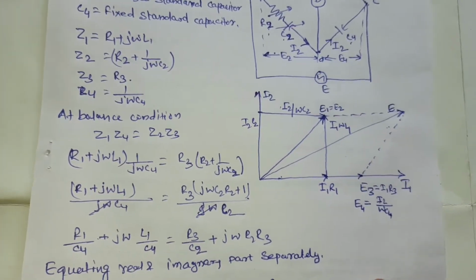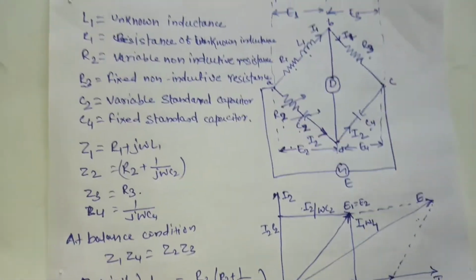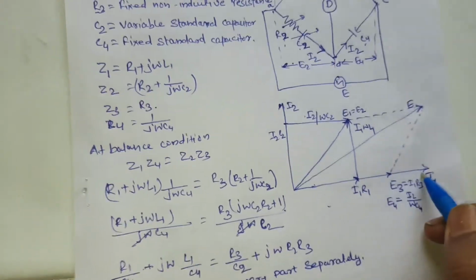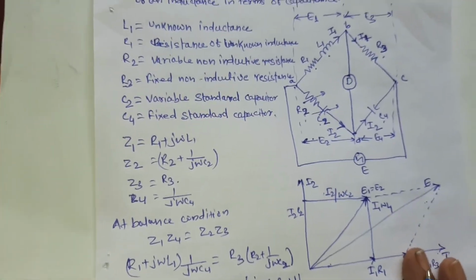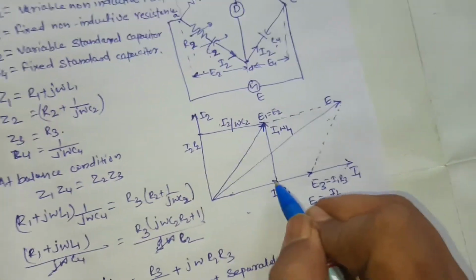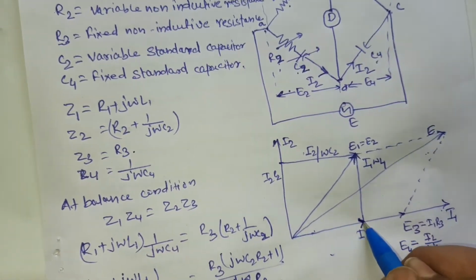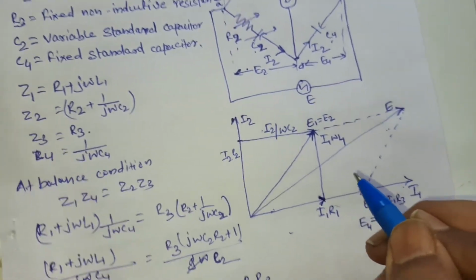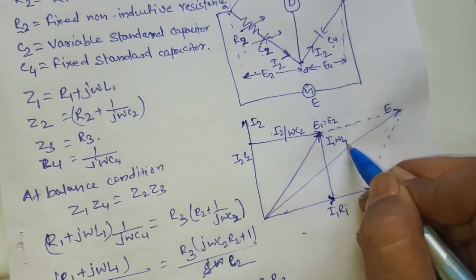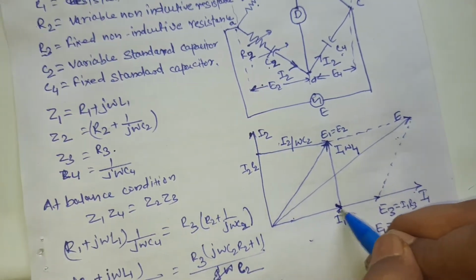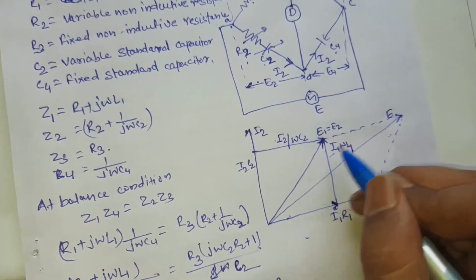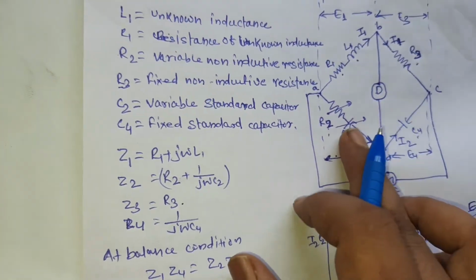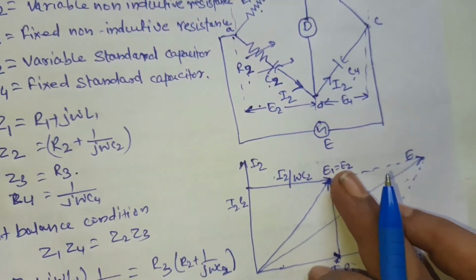Now first we discuss the phasor diagram. Suppose this is the I1 line. First we have to draw the phasor diagram for the voltage drop E1. Suppose this is I1 into R1, because I1 into R1 is in the same phase as I1, and I1 into j omega L1 leads by 90 degrees. The summation of I1 into R1 plus I1 into j omega L1 gives E1. And at balance condition, E1 must be equal to E2.